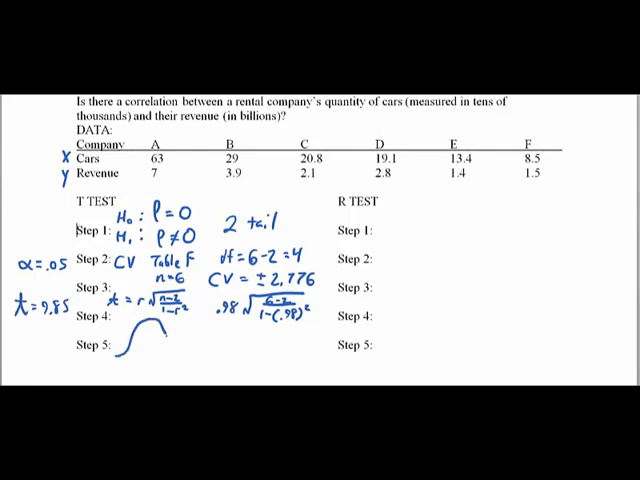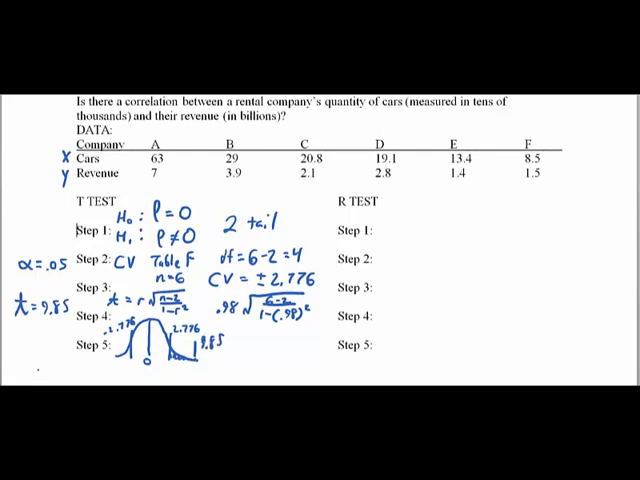So in step 4, when you draw your normal curve, where 0 is in the middle, you have a critical value at plus or minus 2.776. So at this value of 2.776, you see that we are going to be well beyond that, because this correlation is so strong. The correlation is going to be way over here at 9.85.